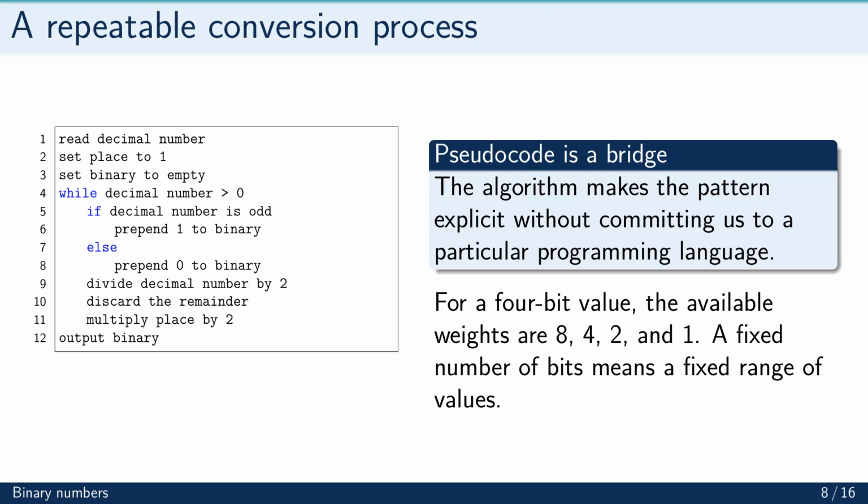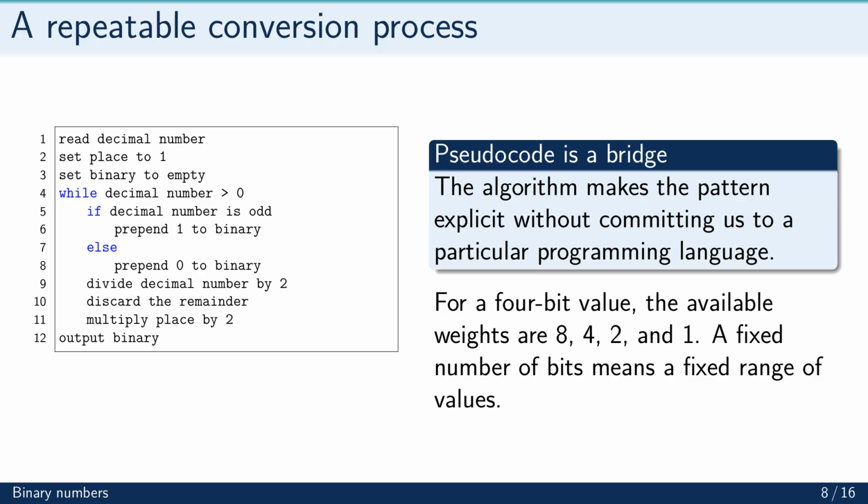The pseudocode on this slide describes a repeatable method for converting a decimal number into binary. The process repeatedly examines whether the current number is odd or even, records the corresponding bit, and divides by 2. The recorded remainders are assembled in reverse order to produce the final binary representation.